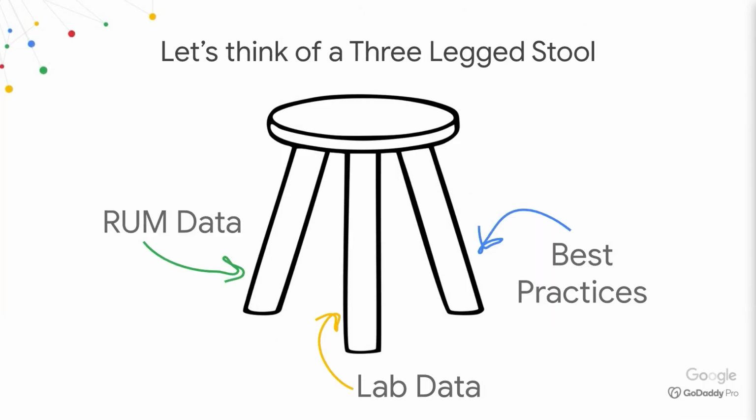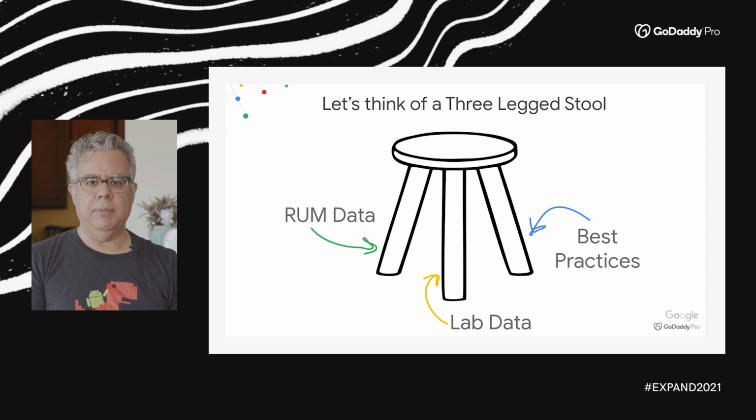I like to think in terms of a three-legged stool. We have RUM data, lab data, and best practices information. You need all three to be able to create that experience that you want to provide to your users. So what happens if you use RUM data and lab data without best practices? Well, you're kind of guessing your way through. You're working by coincidence rather than by intent.